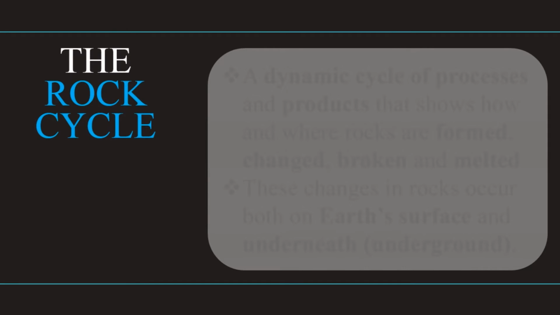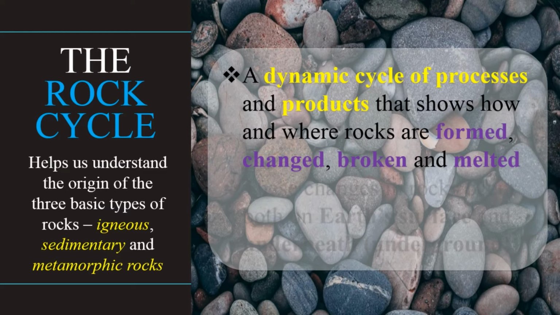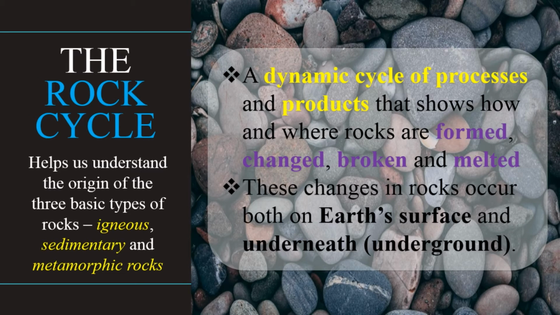What is the rock cycle? Basically, it helps us understand the origin of the three basic types of rocks, which are igneous rocks, sedimentary rocks, and metamorphic rocks. The rock cycle is a dynamic cycle of processes and products wherein we can see how and where rocks are formed, changed, broken, and melted. These changes in rocks occur both on Earth's surface, where we are living, and underneath or underground.